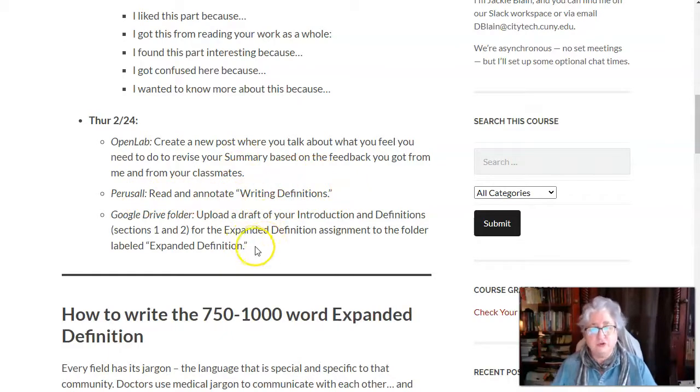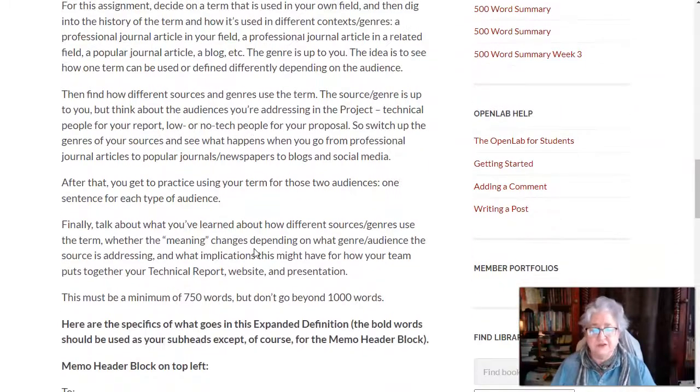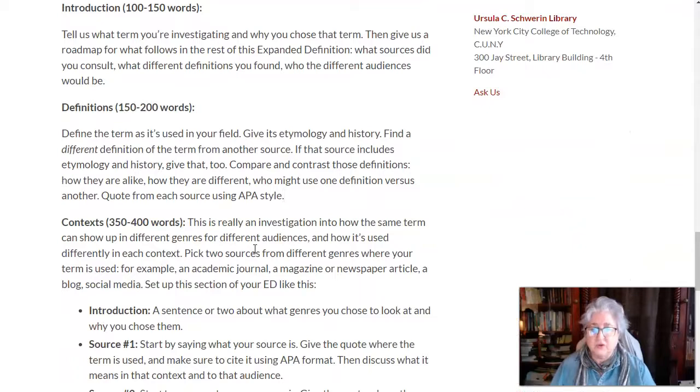And then in the Google Drive folder, upload a draft of the first 2 sections of this thing into a folder, and you can put your name on it just like we did the 500-word summary. So what you'll be doing is you'll be doing a draft of these 2 parts. Now, the reality is you probably won't be able to do this part of this because you won't have done all your research yet. Probably.